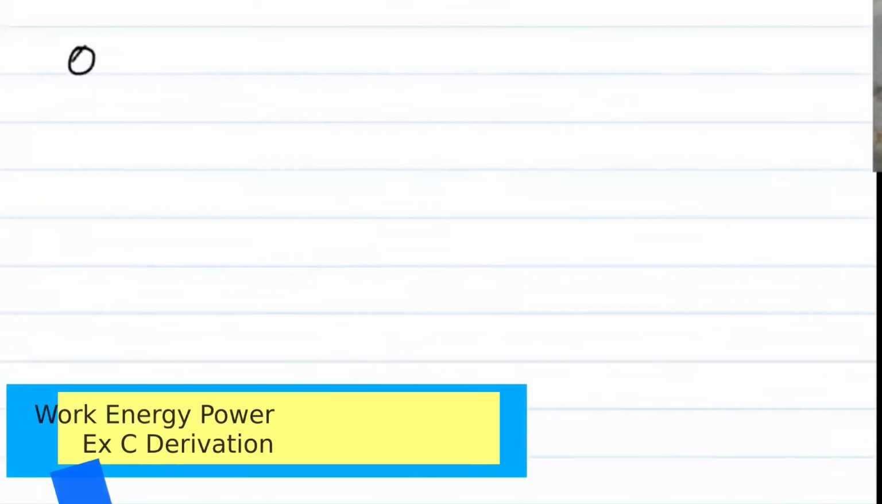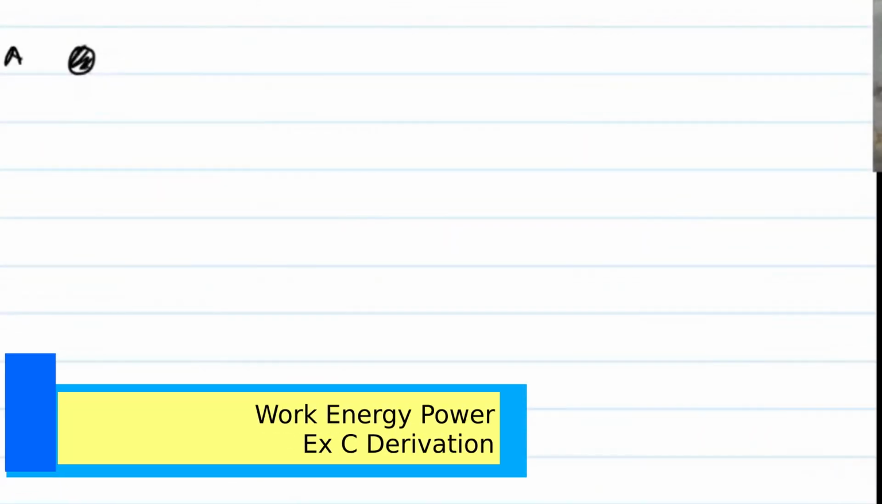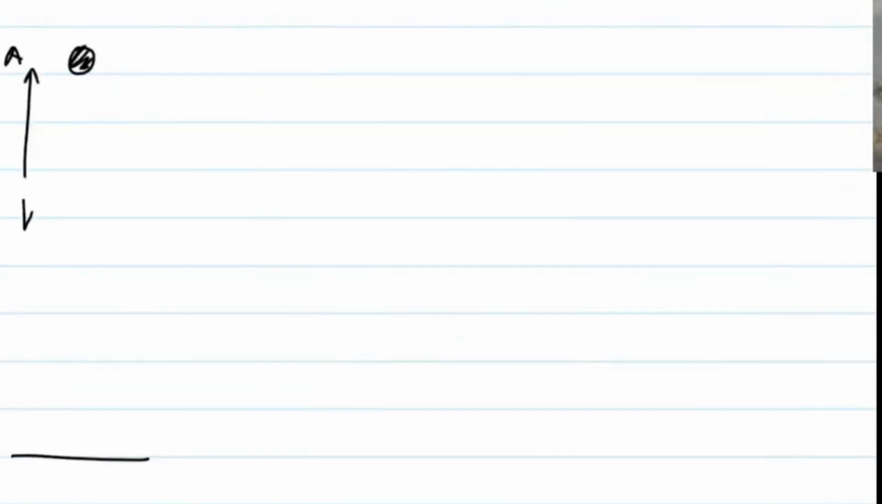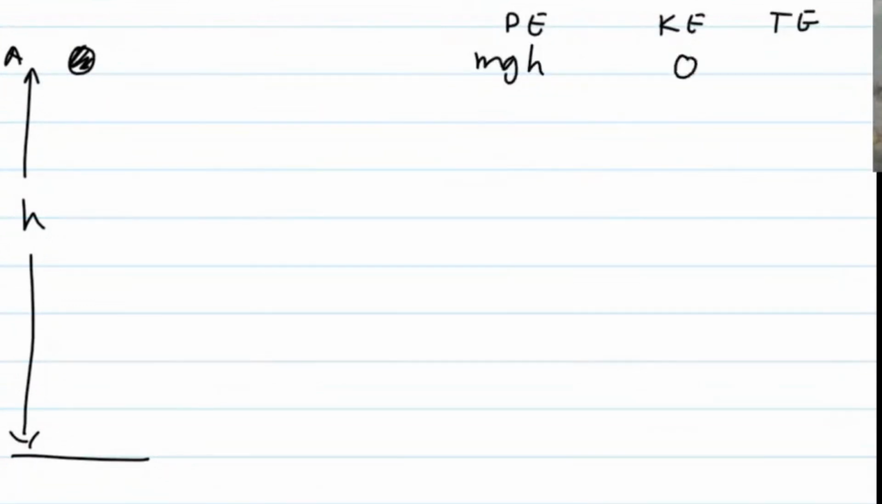So consider a body. This is a point A, and the body is at a height h above the ground. The potential energy is mgh, the kinetic energy is 0, and the total energy is mgh. What we are doing is, when you drop the body, you release it.